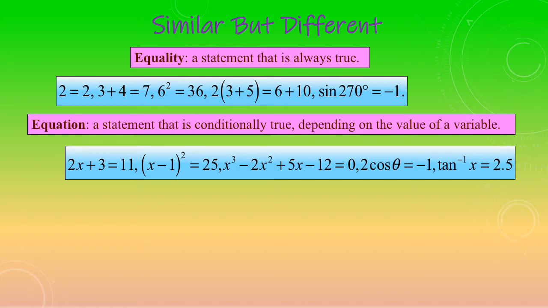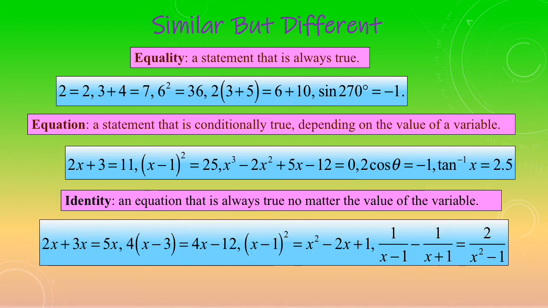2 cosine theta is equal to -1 only when cosine theta is equal to -1/2. And we know that there are an infinite number of values of theta for which this is true. Inverse tangent of x is equal to 2.5 will definitely have solutions. We'd have to check it on the calculator to find them.